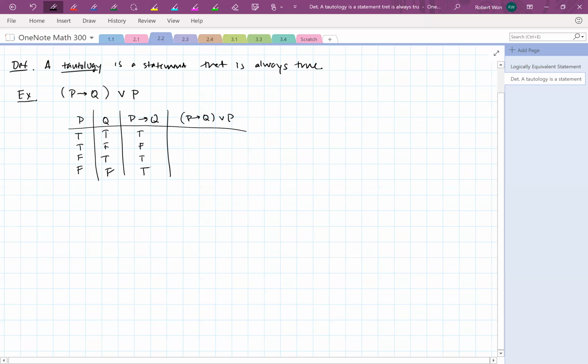And then this last statement, if P then Q or P, will be true as long as one of the first and the third column are true. But that's true all the time. So regardless of what P and Q are, the statement, if P then Q or P, is always true. So this statement is a tautology.